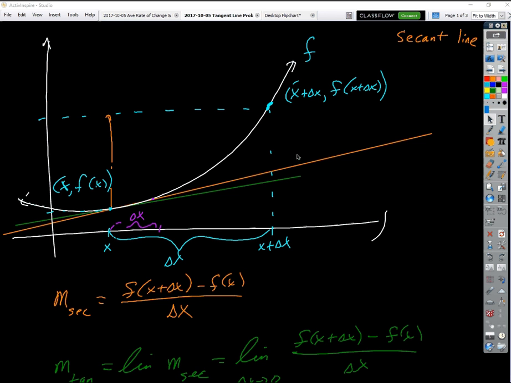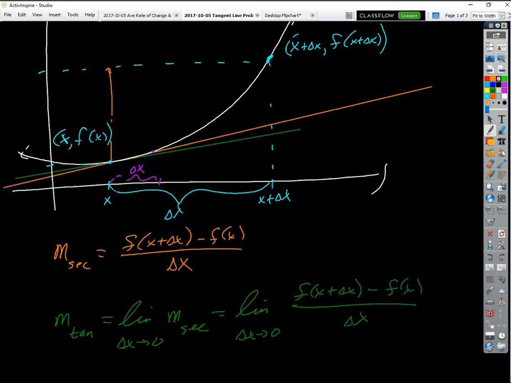Let's review very briefly what we looked at yesterday. Here's the picture that defines the derivative. A couple things from yesterday: we said we're going to take the slope of a secant line, identified at the points x, f of x, and x plus delta x, f of x plus delta x.